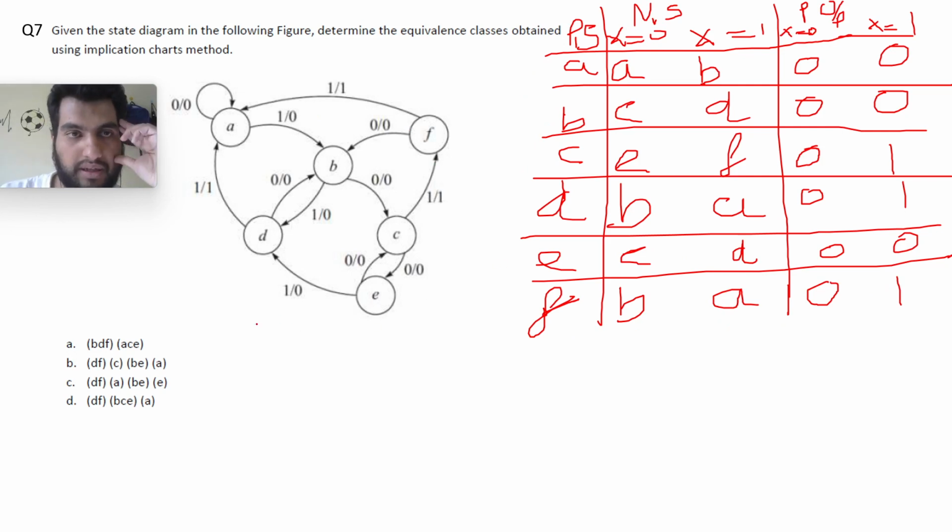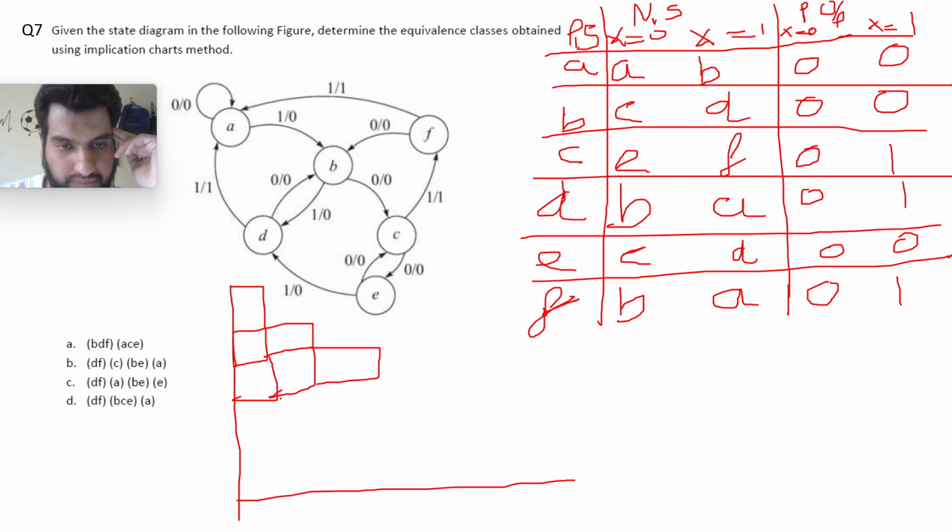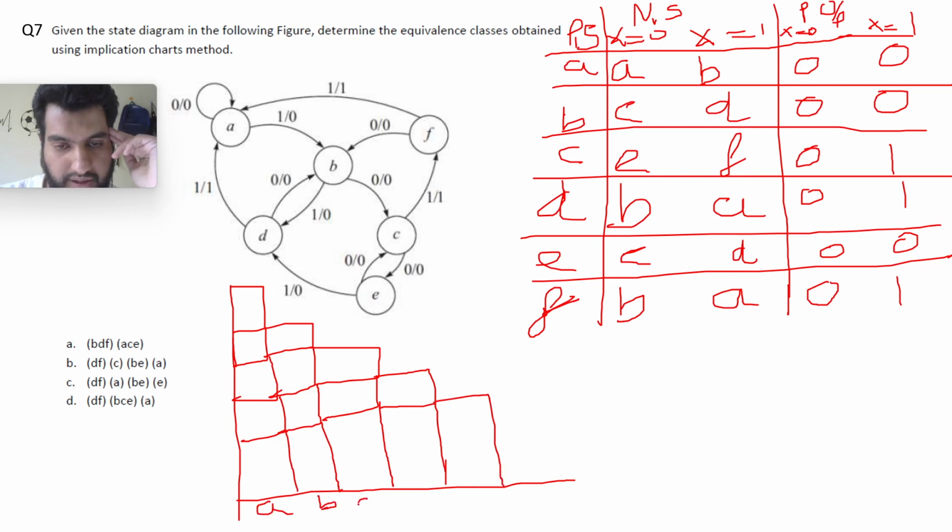Now we will construct an implication chart. So let's just construct an implication chart. Here I will write A, B, C, D, E, and from here I will write B, C, D, E, F.